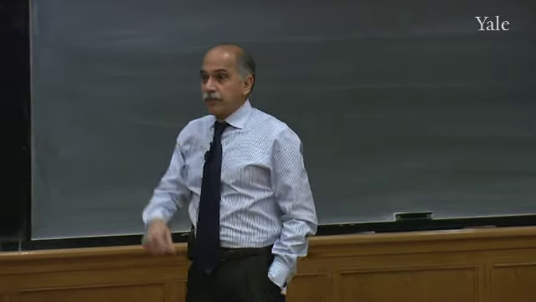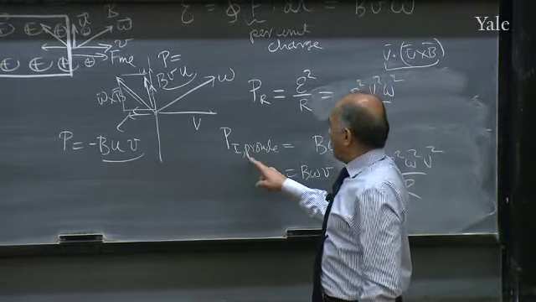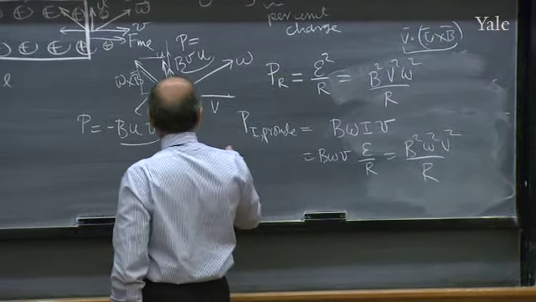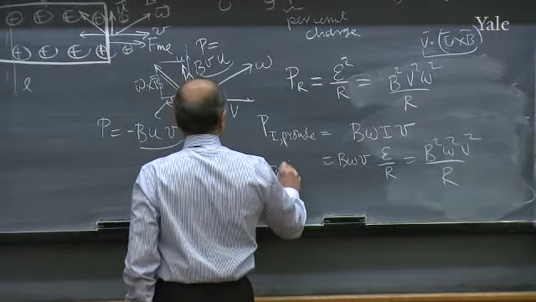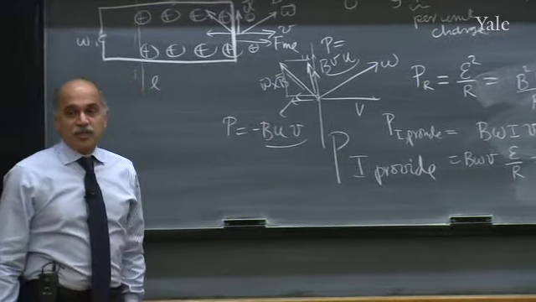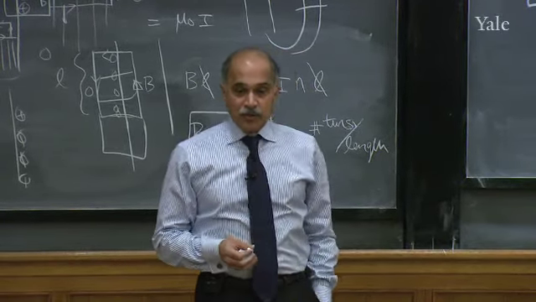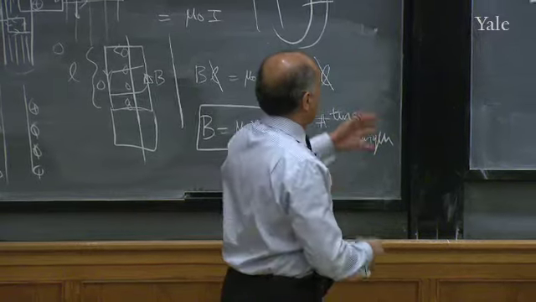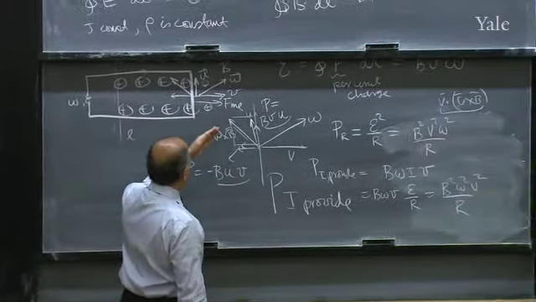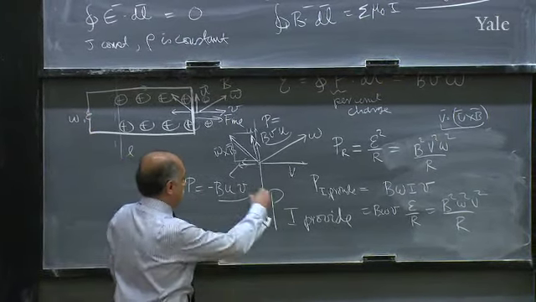This one? The power that I provide. I'm just balancing the power loss in the resistor. Are you with me now? Do you understand the two things? I take the force I apply on the wire, multiply by the velocity with which I pull. That's the power. Likewise, I take I squared R. That's the electric power dissipated. And of course, they balance.